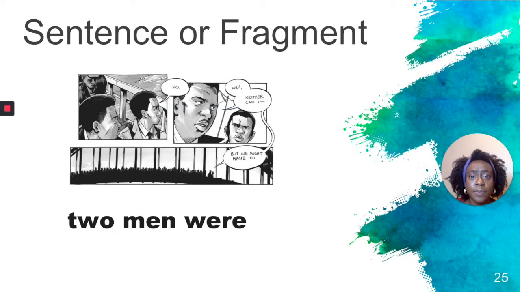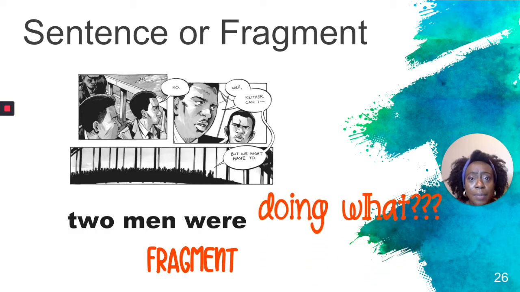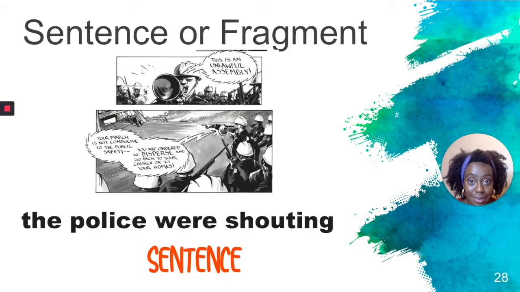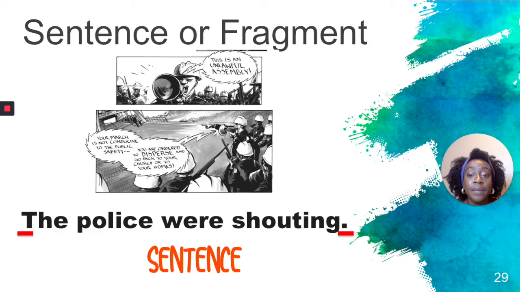2 men were. This is a fragment. Why? Because the predicate is not complete. 2 men were doing what? I don't know. It's not complete, so it is a fragment. The police were shouting. This is a sentence. Pay particular attention to my mechanics. I capitalized the first letter and I added my punctuation mark at the end.